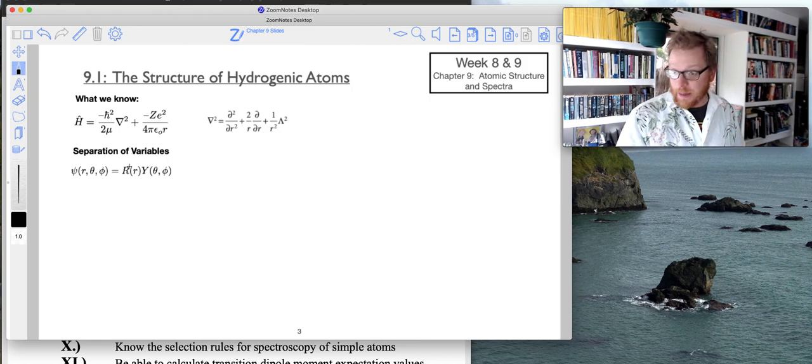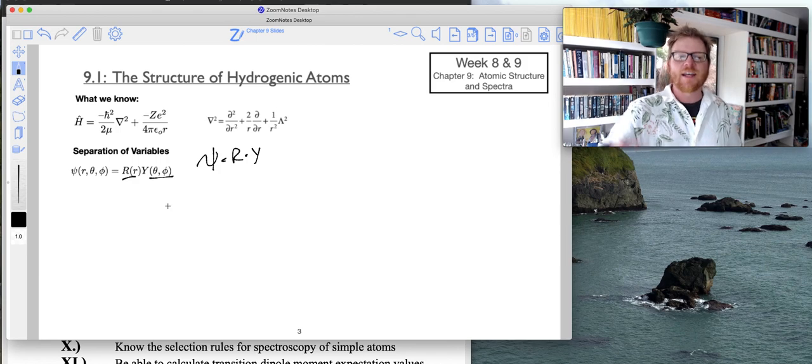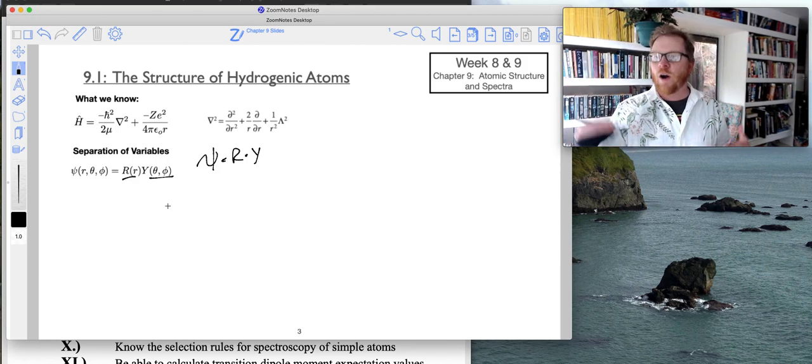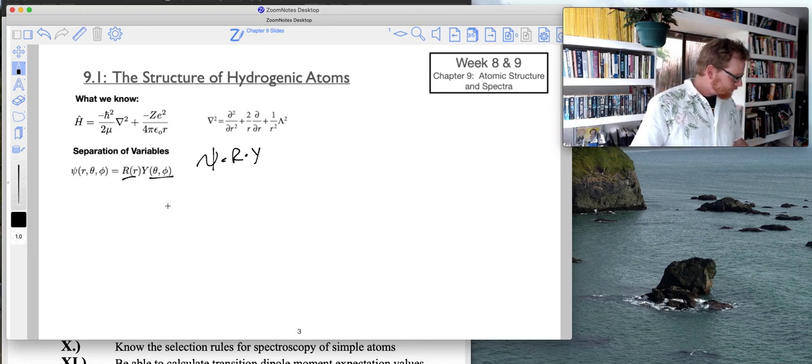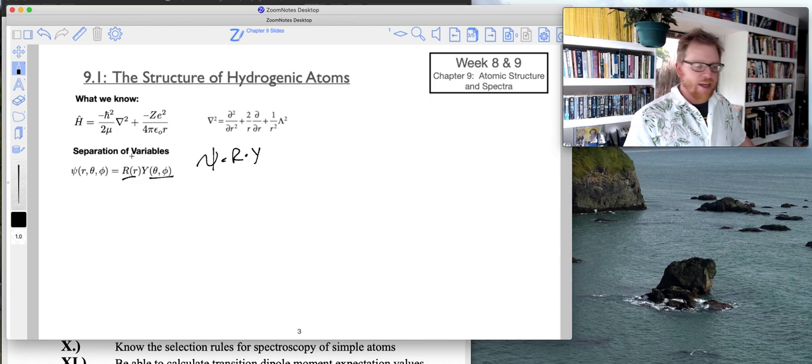We're going to do the separation of variables, where I'm going to separate the radial components from the angular components. And to make this easier, I'm just going to say psi equals R times Y, so I don't have to keep writing those dependencies. But recognize capital R is the radial dependence, capital Y are the theta phi angular dependencies. So let's build this thing up.